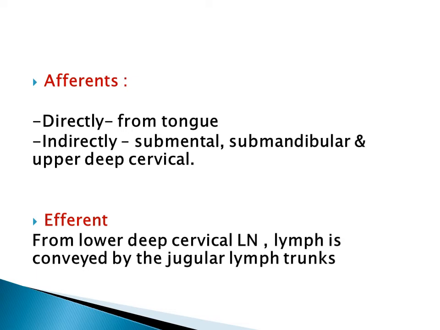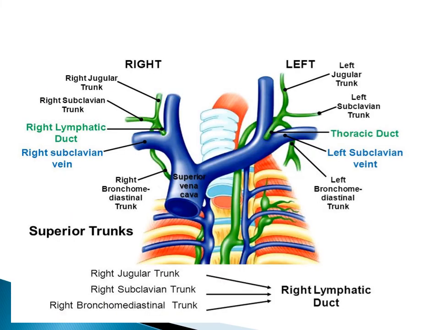And efferent from the lower deep cervical lymph nodes, the lymph is conveyed by the right and the left jugular lymph trunks. Right and the left jugular lymph trunks will carry the lymph from the lower deep cervical lymph nodes. Where do they carry it? We had seen this picture earlier.